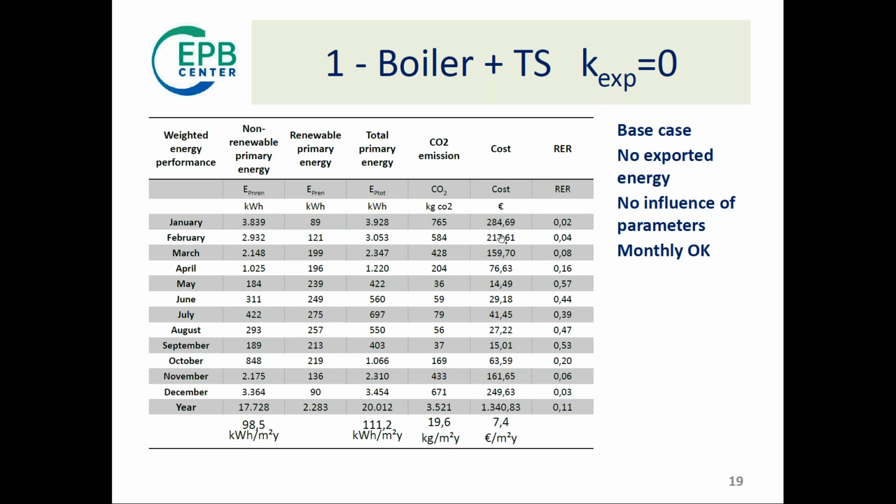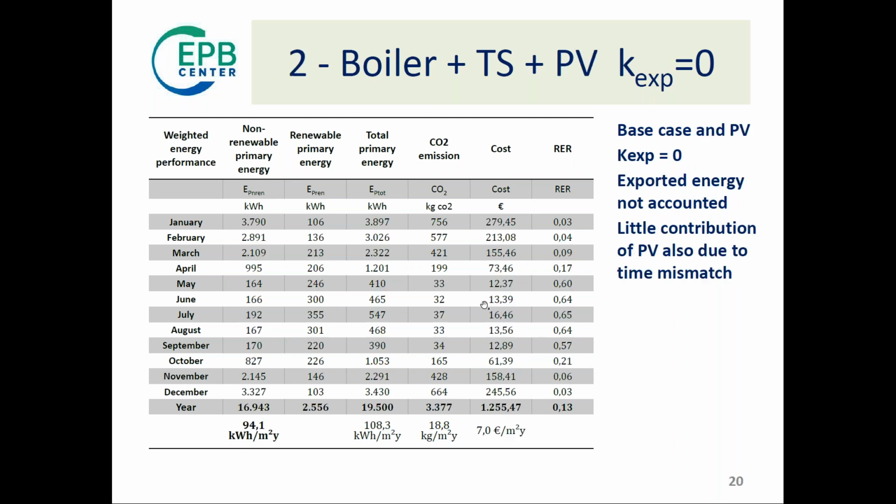And of course, since there is no export, you're always paying for what you get. This is true for the primary energy, and you are always emitting CO2, and you are always paying a cost. And of course, the renewable energy ratio in summer is higher because we have the thermal solar contributing to domestic hot water, and here it's a little bit lower because we have the cooling going on the network, and on average, of course, what is dominating is the heating.